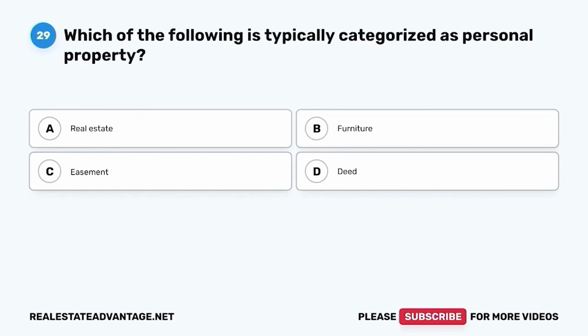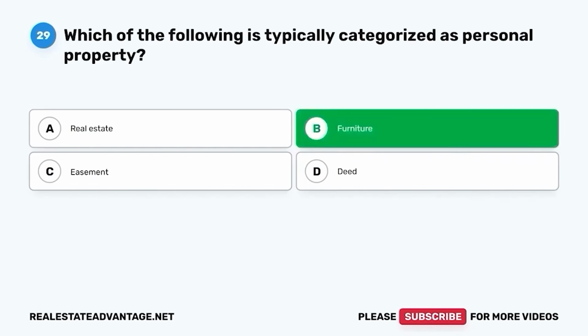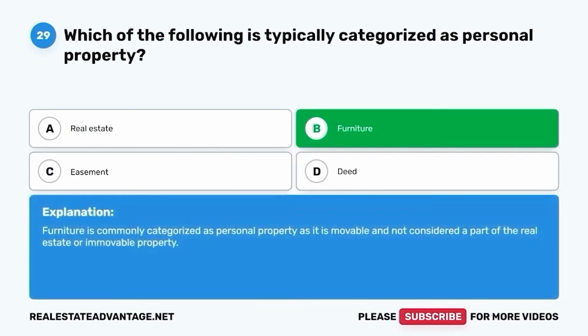Question 29. Which of the following is typically categorized as personal property? A. Real estate. B. Furniture. C. Easement. D. Deed. The correct answer is B. Furniture. Furniture is commonly categorized as personal property as it is movable and not considered a part of the real estate or immovable property.